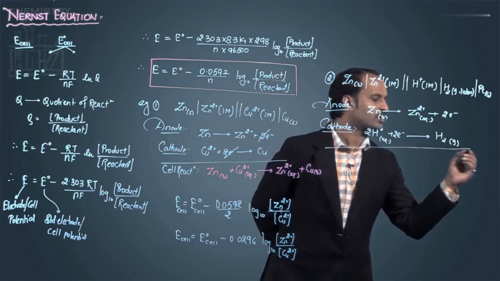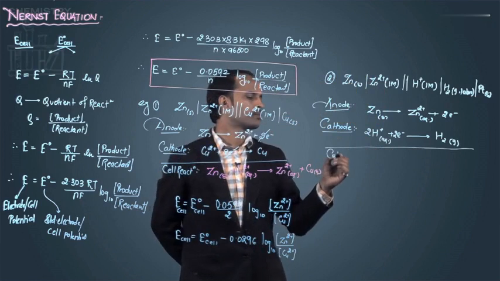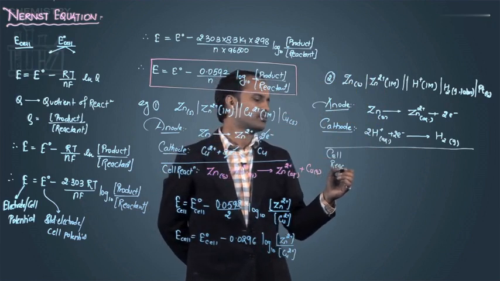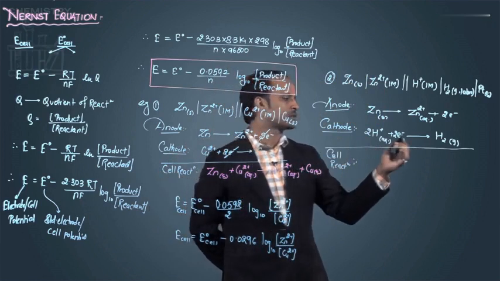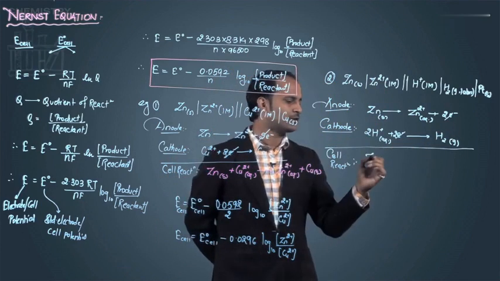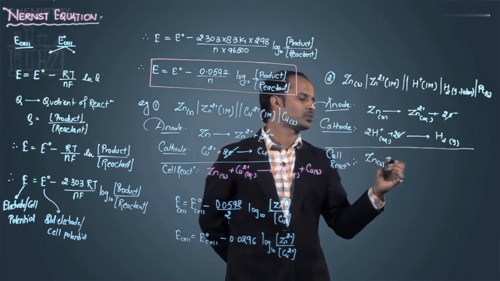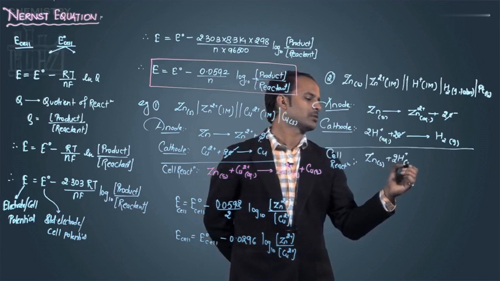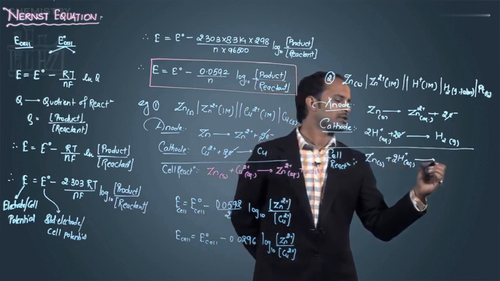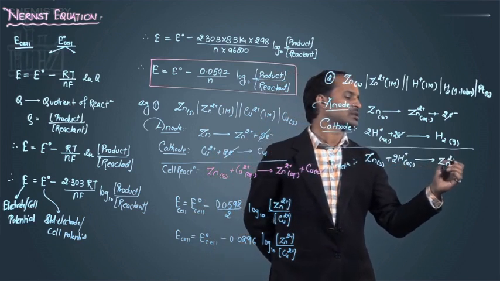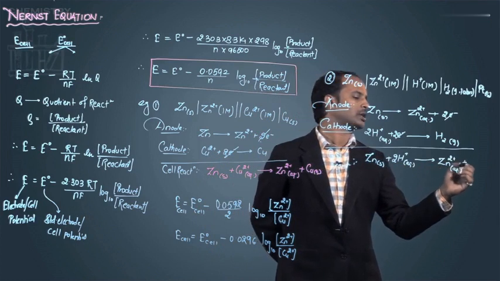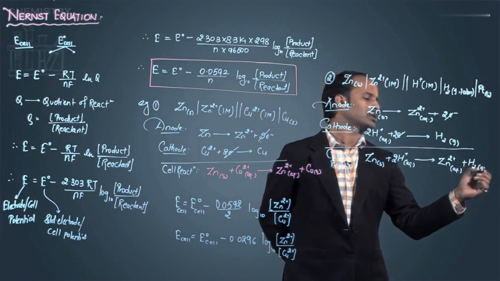For getting the cell reaction, add both reactions. On adding, these 2 electrons will get cancelled and we will have zinc in solid state plus 2H plus ion in aqueous state gives zinc 2 plus in aqueous form plus H2 in gaseous state.